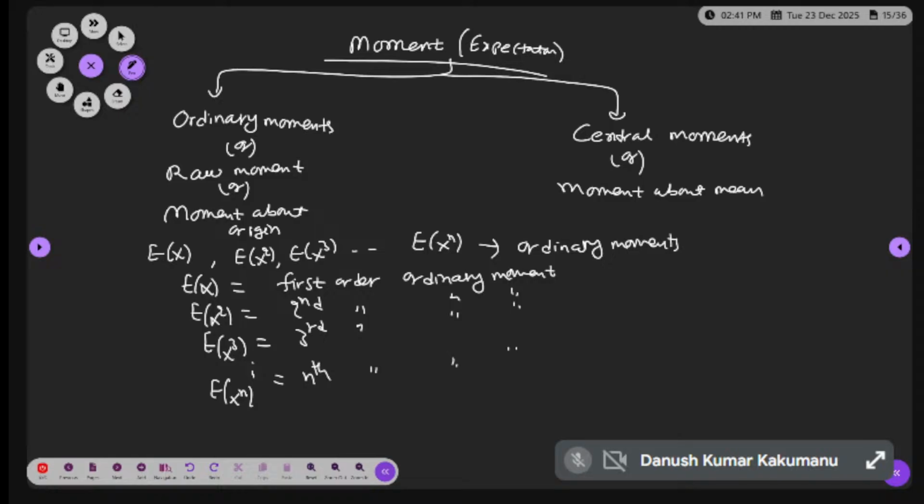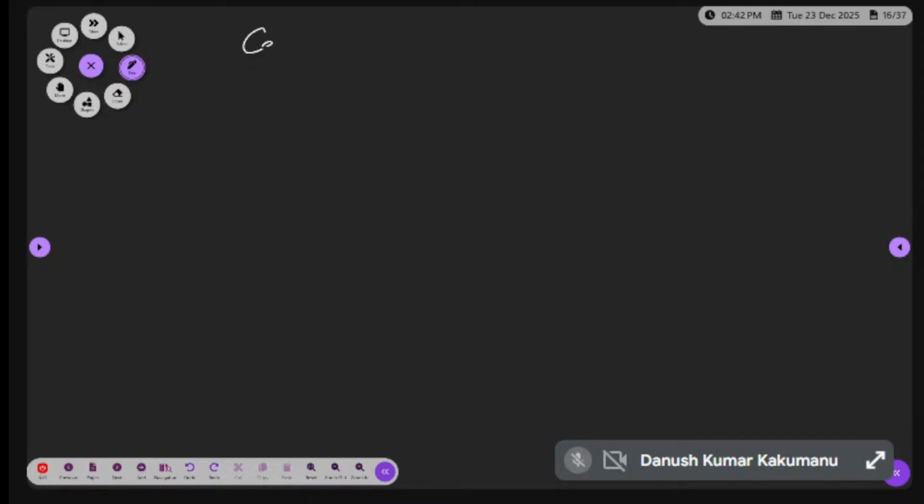Then what is the central moment? That also we will discuss. I have given all these formulas. Discrete and continuous case formulas we have discussed. Next, central moments. What is another name of central moment? Moment about mean.